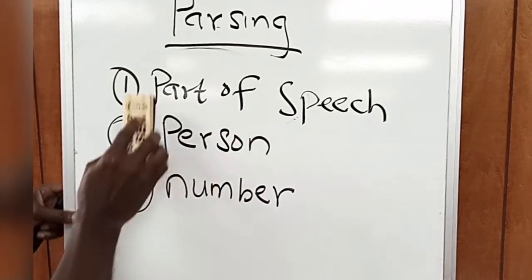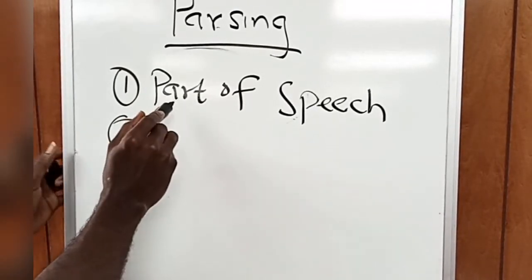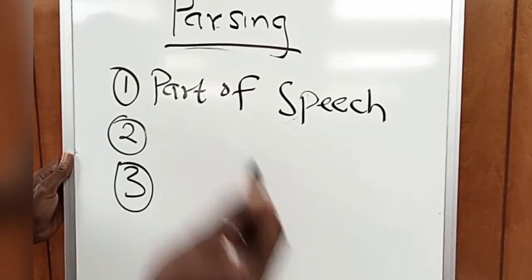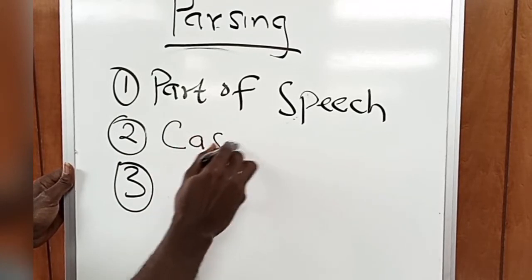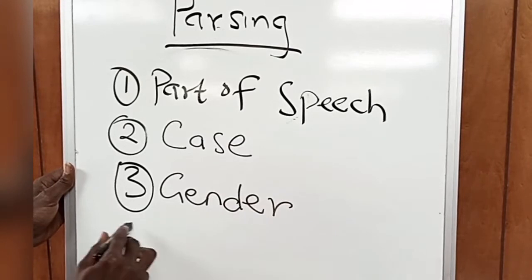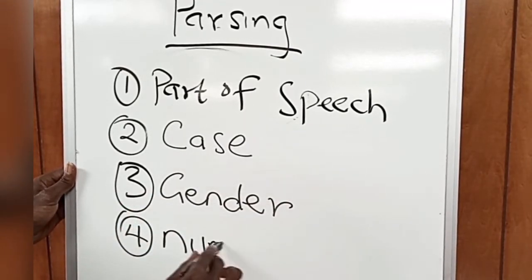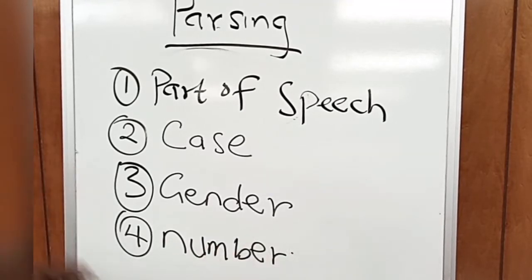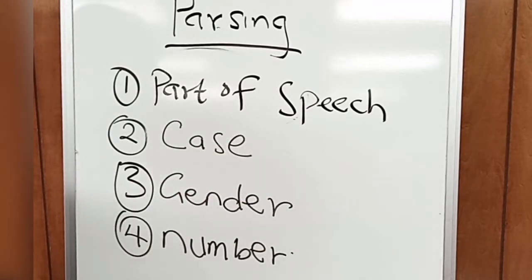So when it comes to a noun, you will also tell us the part of speech, which is a noun. You'll also tell us the case, tell us the gender, and number four, you tell us the number. So as we progress, you will come to terms with what I am talking about here. It will become clearer as we progress.